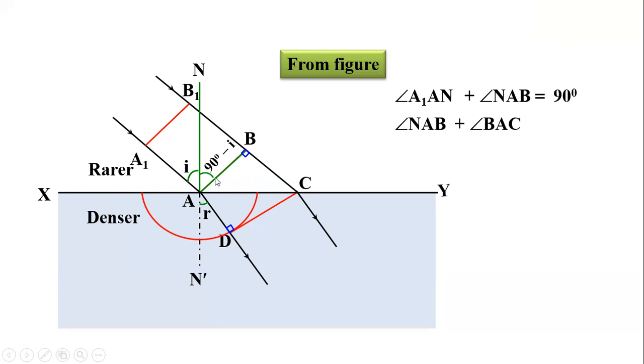Now next, angle NAB plus angle BAC. See the cursor properly. So this much angle is how much? Again 90. This angle is also 90. So angle NAB is here and angle NAB is here. So automatically I can say angle A1AN is equal to angle BAC. Now angle A1AN is I, so automatically angle BAC is I. So angle A1AN is equal to angle BAC, and that is equal to angle I.